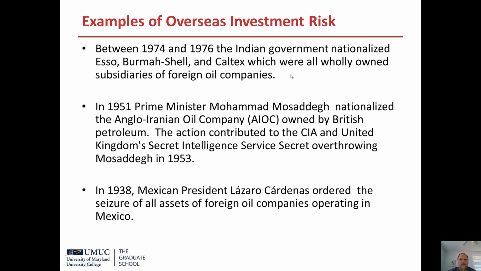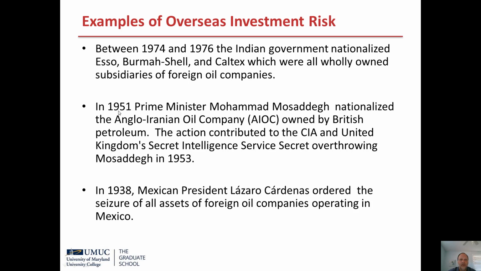Examples of overseas problems with investment risk would include the many problems that have happened with the oil companies. For example, between 74 and 76, the Indian government nationalized Esso, Burma Shell, and Caltex, which were wholly owned subsidiaries of foreign oil companies. So these foreign companies had invested a lot of money in those countries, a lot of resources, and just had those resources seized.